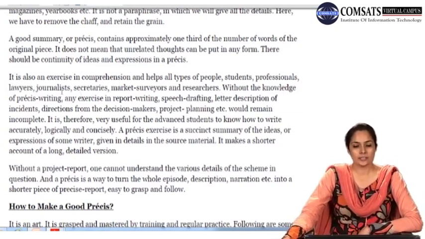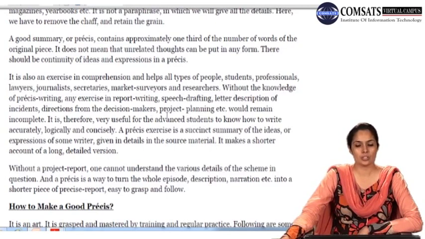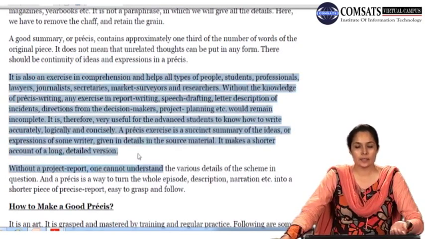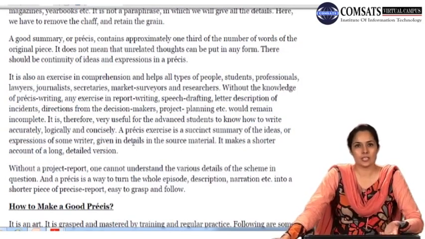It is also an exercise in comprehension and helps all types of people: students, professionals, lawyers, journalists, secretaries, market surveyors and researchers. Without the knowledge of Prezi writing, any exercise in report writing, speech drafting, letter description or incident, directions from the decision makers, project planning, etc. would remain incomplete. So this paragraph tells us in what ways Prezi writing is important.